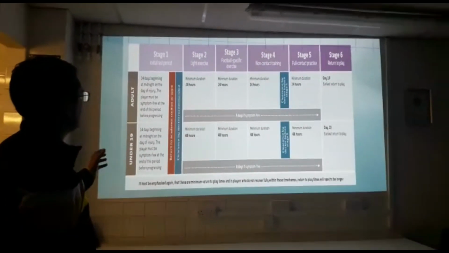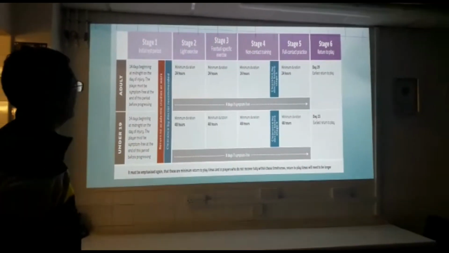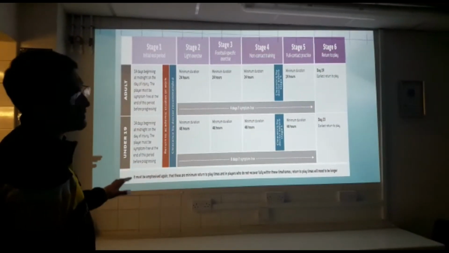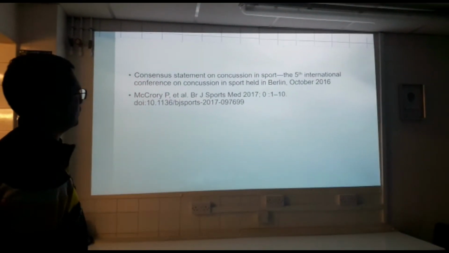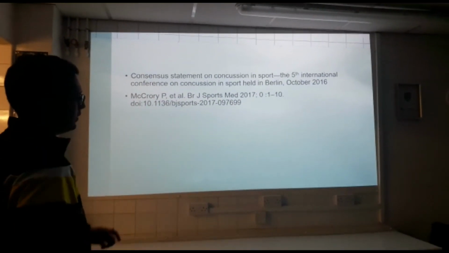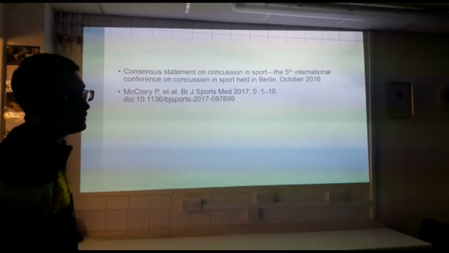And then this is just showing you what, for adults and under 19 players, you should be hitting at each stage. This can't be used for anyone under 16, so be aware of that. And I think that's important for reading it. It's the latest consensus statement on concussion in sport. And yes, there's still a lot of queries regarding concussion, but it gives you good guidelines to follow.